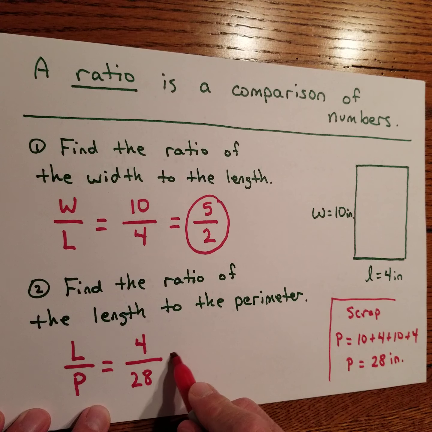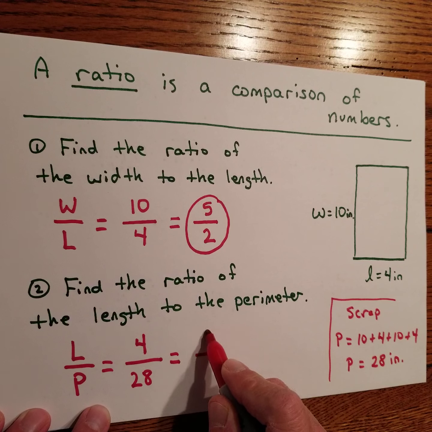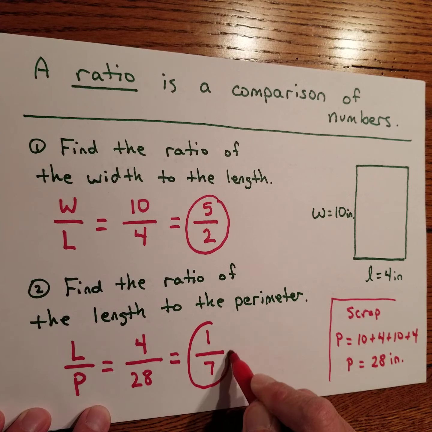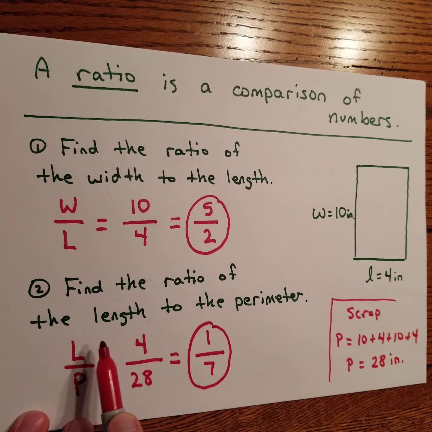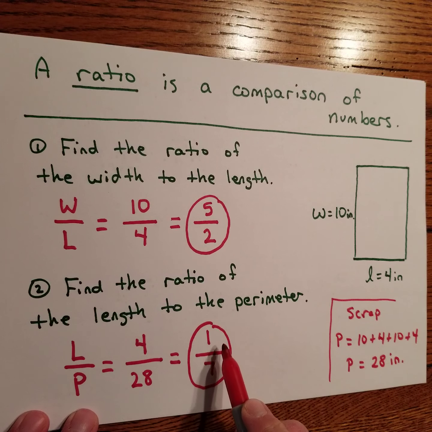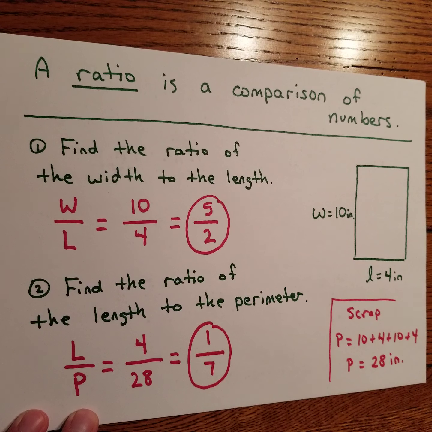Now reduce. These are both divisible by 4. Divide by 4, divide by 4. Find the ratio of the length to the perimeter. The length compared to the perimeter is 1 to 7. For every 1 inch on the length, there are 7 inches on the perimeter. Or another way to say it, the length is 1/7 of the perimeter.